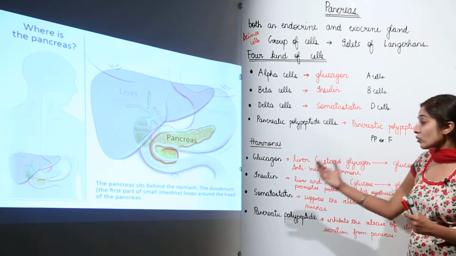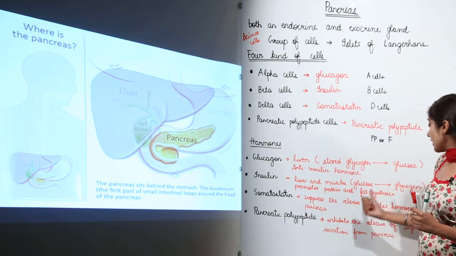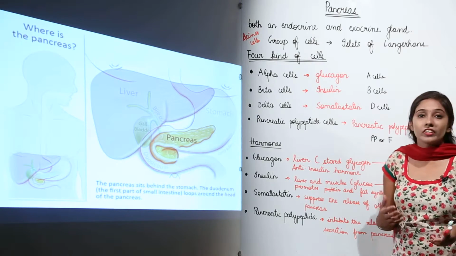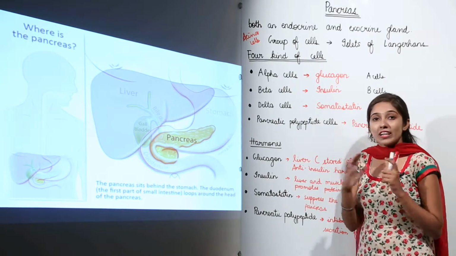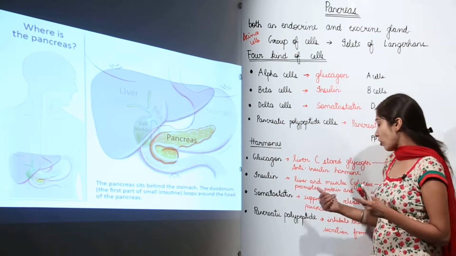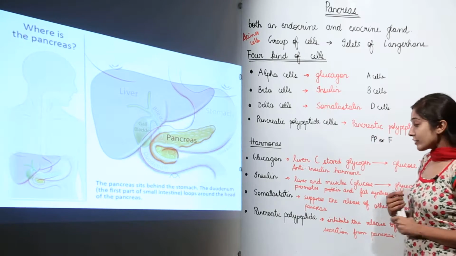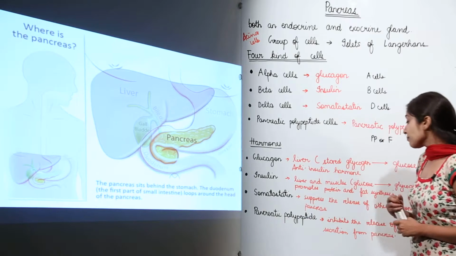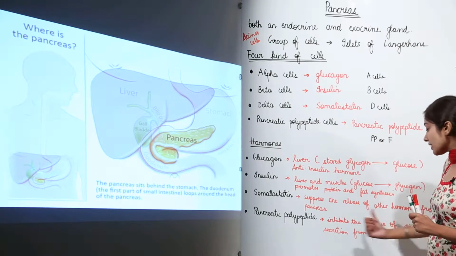Somatostatin suppresses the release of other hormones from the pancreas. Next we have pancreatic polypeptide. It inhibits the release of digestive secretions from the pancreas.